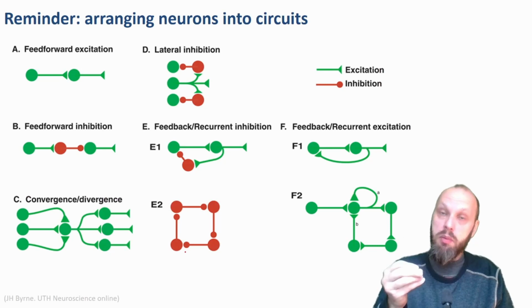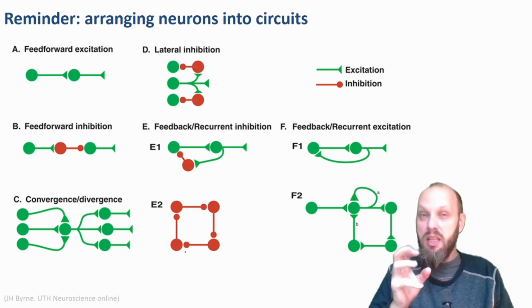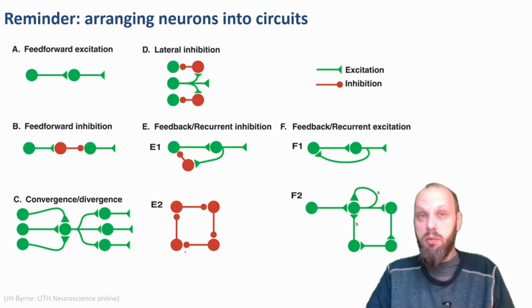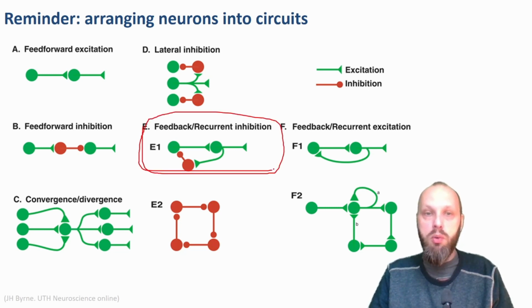But before we talk about that, let's just remind ourselves about these circuit motifs that we talked about in one of the previous lectures. Remember how some ways of connecting several neurons together may be more productive than some others. We talked about feed-forward inhibition, for example, and we talked about feedback inhibition. Remember, feedback inhibition, this one, is probably the most common one in the brain.